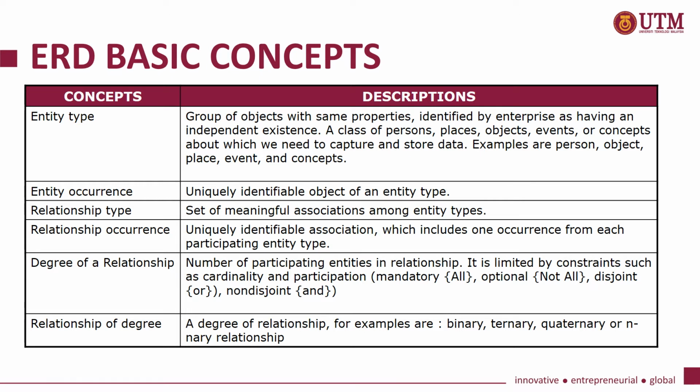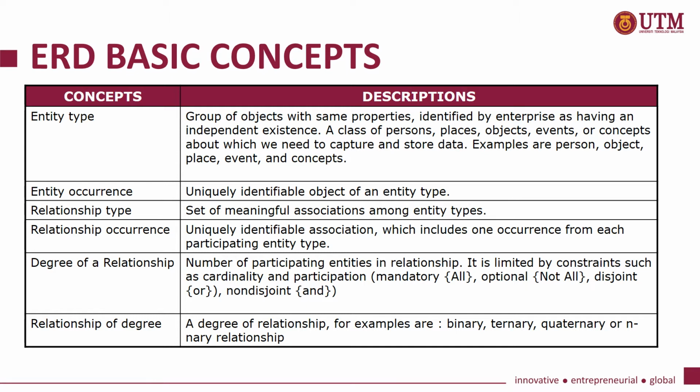Next is the relationship occurrence concept. Relationship occurrence is a uniquely identifiable association which includes one occurrence from each participating entity type. And next is degree of a relationship. Degree of a relationship is the number of participating entities in a relationship.